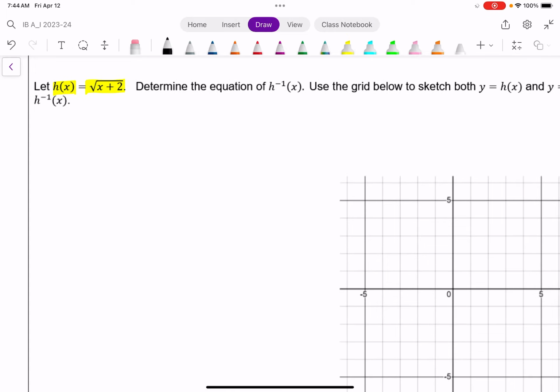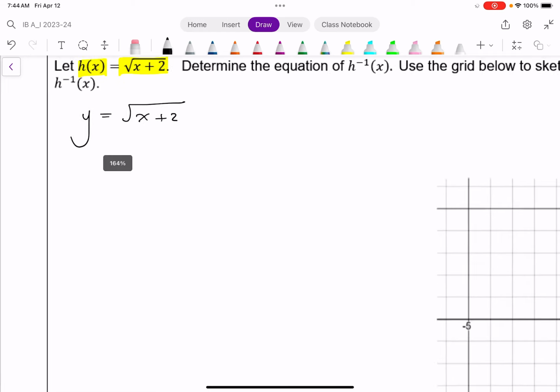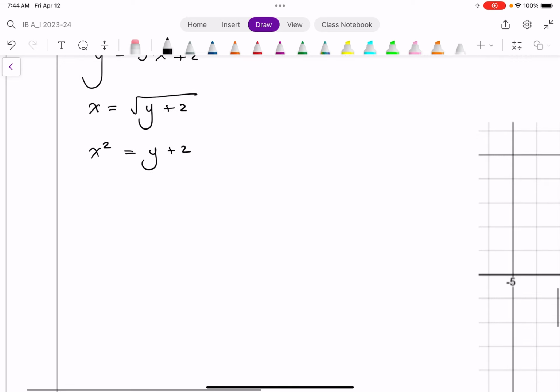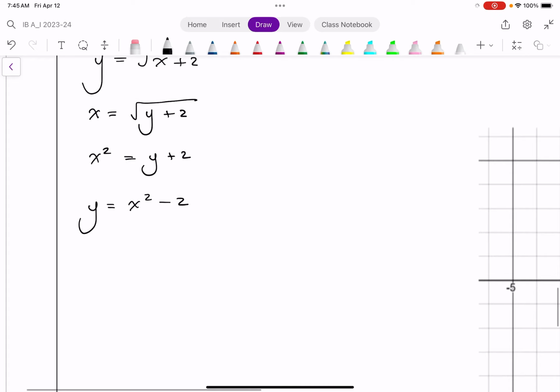Let's find the inverse. So I'm going to write h of x as y equals root x plus 2. I'm going to swap around my input and output, and I get x equals root y plus 2. So to isolate y, I want to square both sides. x squared equals y plus 2. Subtract 2 from both sides, I get y equals x squared minus 2.